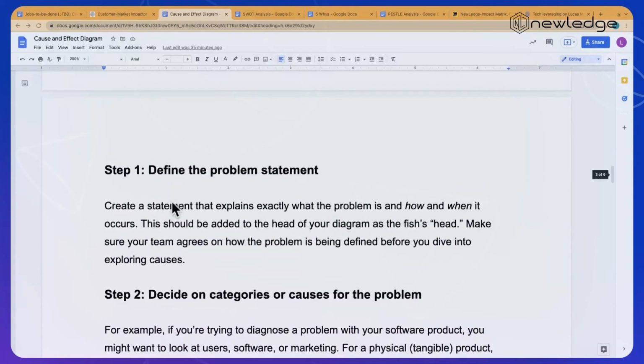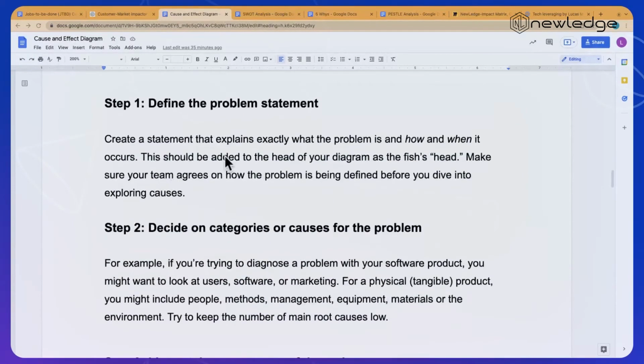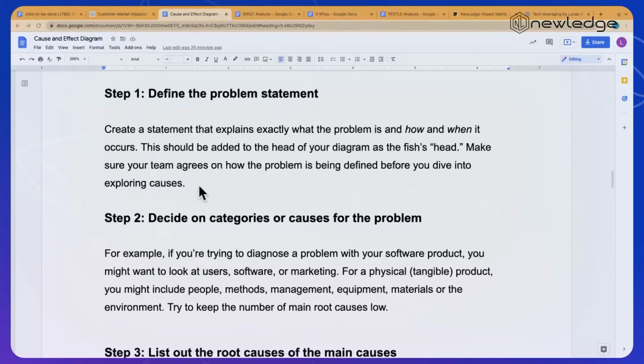So, how to use? The first thing we want to do, of course, is define the problem statement. Remember, Albert Einstein said if I had an hour, I'd spend 55 minutes understanding the problem. Create a statement that explains exactly what the problem is and how and when it occurs. This should be added to the head of the diagram, and that represents the fish's head. Make sure your team agrees on how the problem is being defined before you go any further.